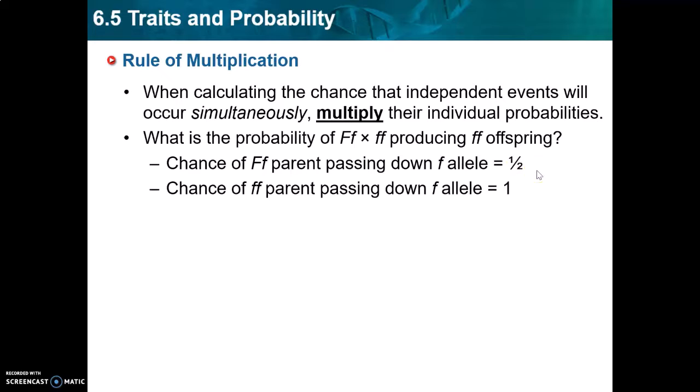Now, if you look at the second parent, they are already homozygous recessive. That means they only have recessive alleles to pass down. So they have a 100% chance of passing down that recessive allele. It would be 1/1, technically 2/2. There's two recessive alleles over two possibilities, but that simplifies to 1/1, or just 1. So that's going to give us, according to the multiplication rule, 1/2 times 1 equals 1/2, or a 50% chance that we're going to get a homozygous recessive offspring from this cross of those two parents.